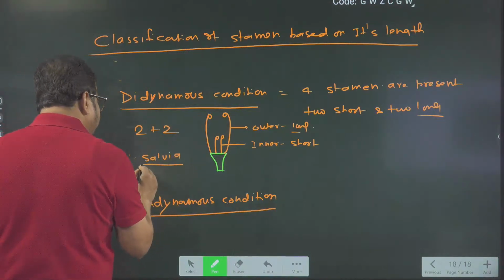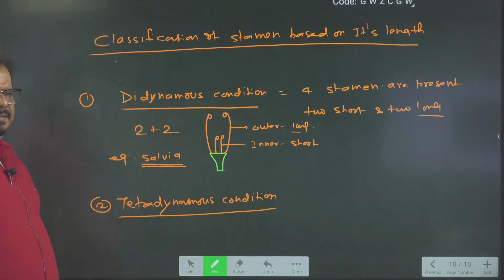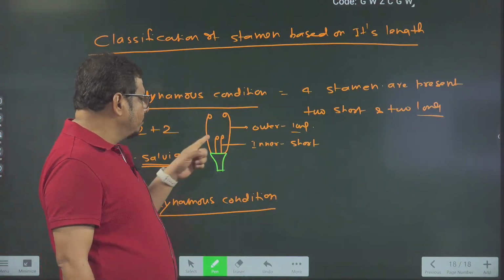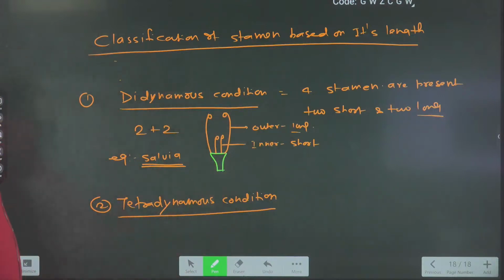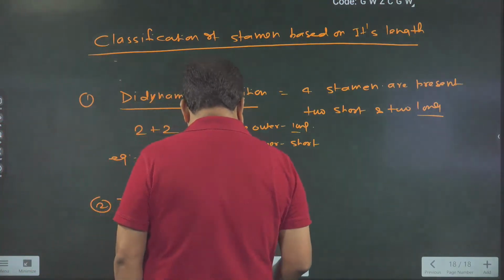NCERT wrote it, but simply wrote the example. Unequal length salvia. I just decoded it. This is called didynamous condition. 2+2 arrangement is there. 2 inner is shorter and 2 outer is longer. Example of didynamous condition is salvia. Got the idea? Now we are going to come on the tetradynamous condition.